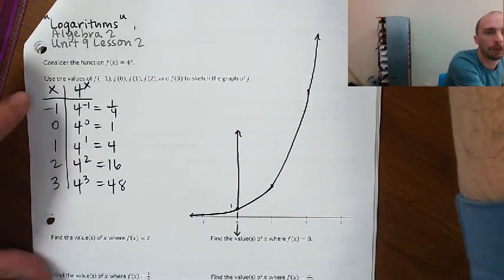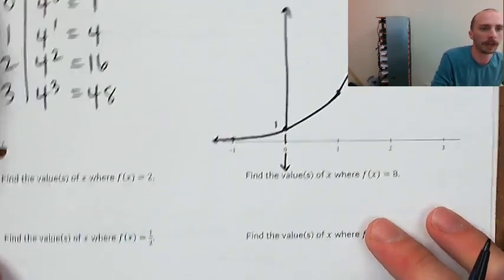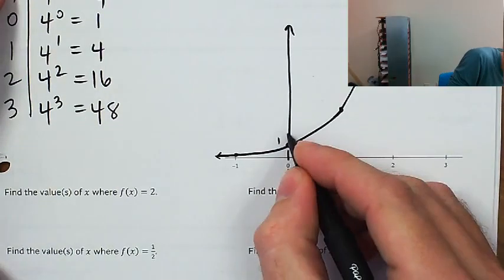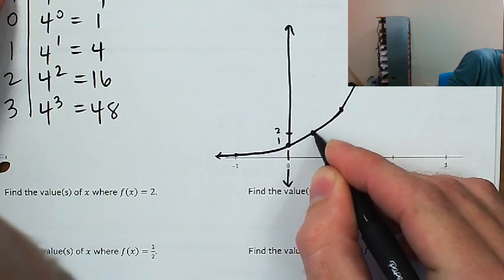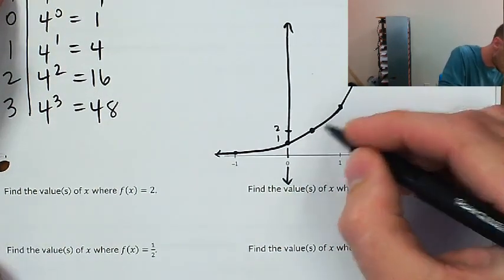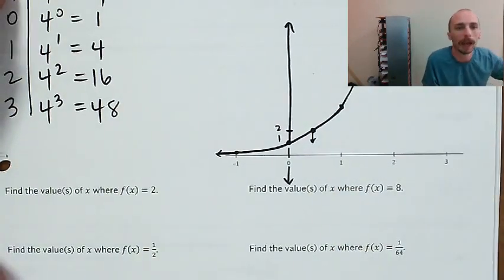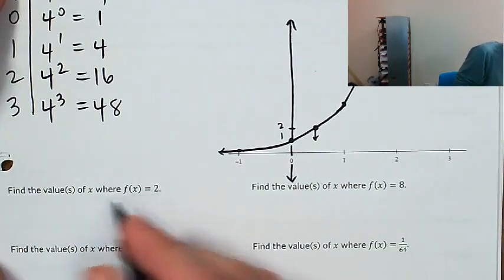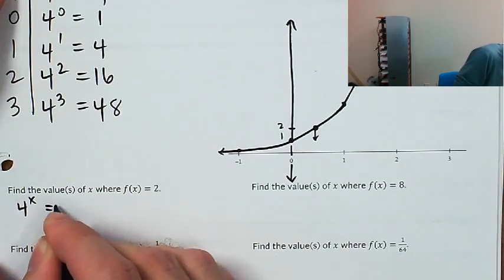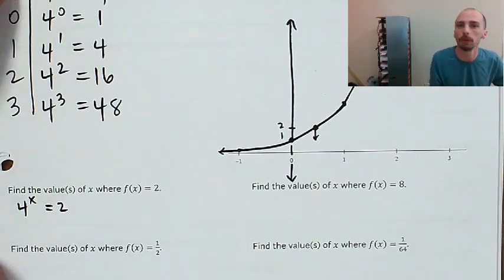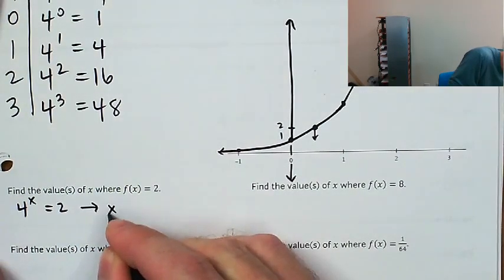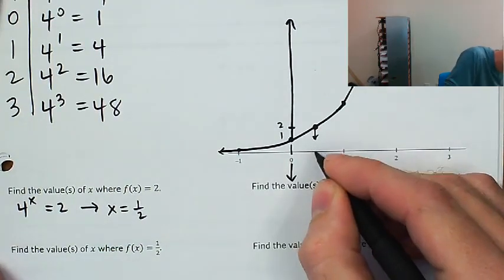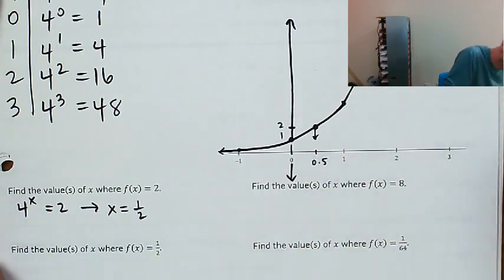Okay, now next I'm going to zoom back in and say, all right, what are the values of x where f of x is equal to 2? Well, 2 would be right about there. And if I went over to where the graph has y coordinate 2 and looked down, that looks like x equals 1/2. So let's think about that. F of x equals 2 would be when 4 to the x equals 2. And the square root of 4 is equal to 2, so if I put the 1/2 power on there, I'm taking the square root. That makes sense. Okay, so I'm going to say x equals 1/2.